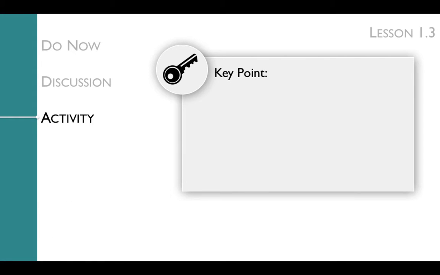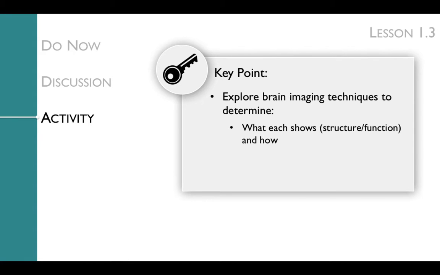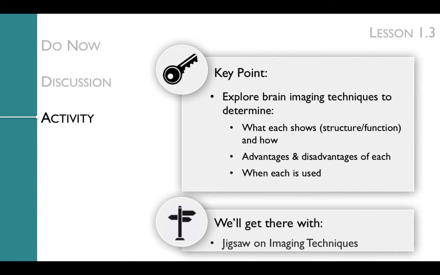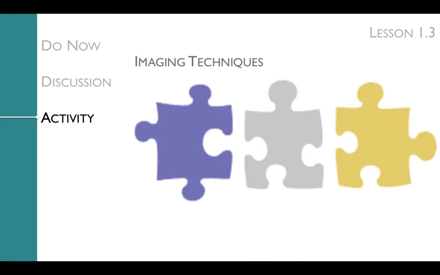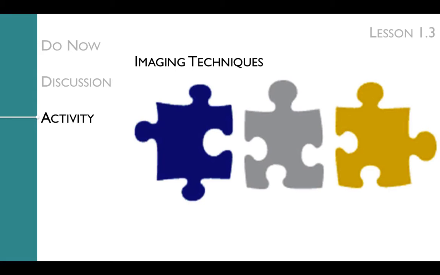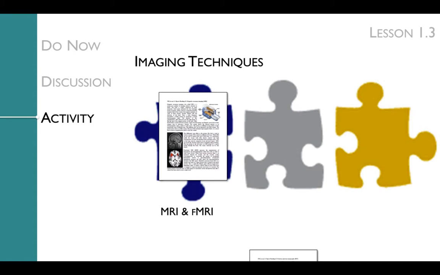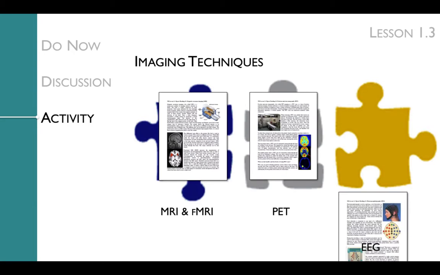The key point of the activity in this lesson is to explore brain imaging techniques to determine what each shows, structure or function, and how, advantages and disadvantages of each, and when each is used. We'll get to these key points with a jigsaw on imaging techniques. Students will complete 3 jigsaw readings, which allow them to explore 4 modern-day techniques for looking at or imaging the brain. They are MRI and fMRI, PET scans, and EEG.